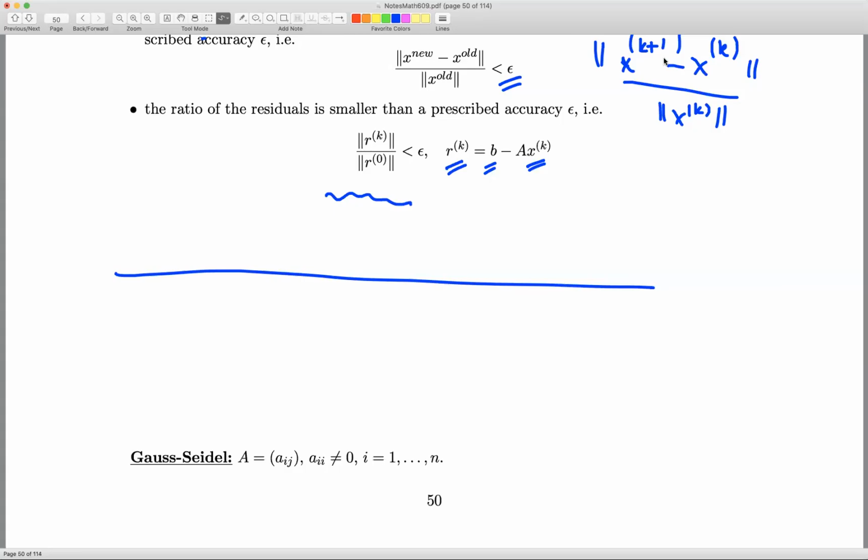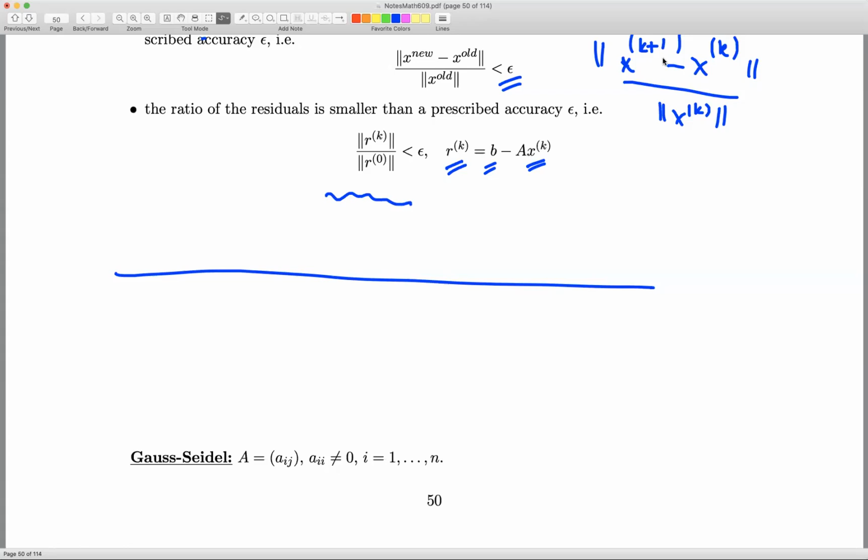Hello again. We continue with lecture number 8. We just discussed the Jacobi method for solving linear systems. Now we will discuss the next method, which is called the Gauss-Seidel method.